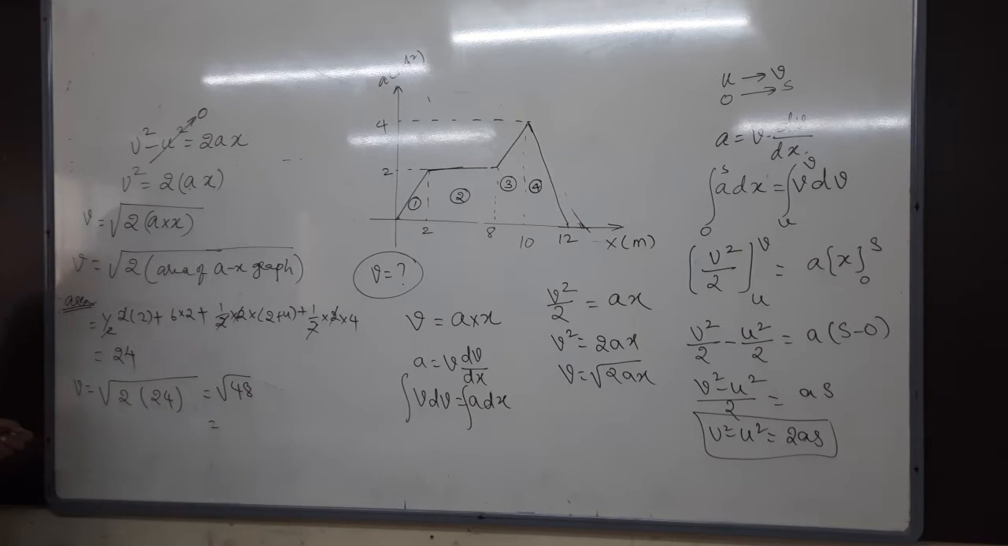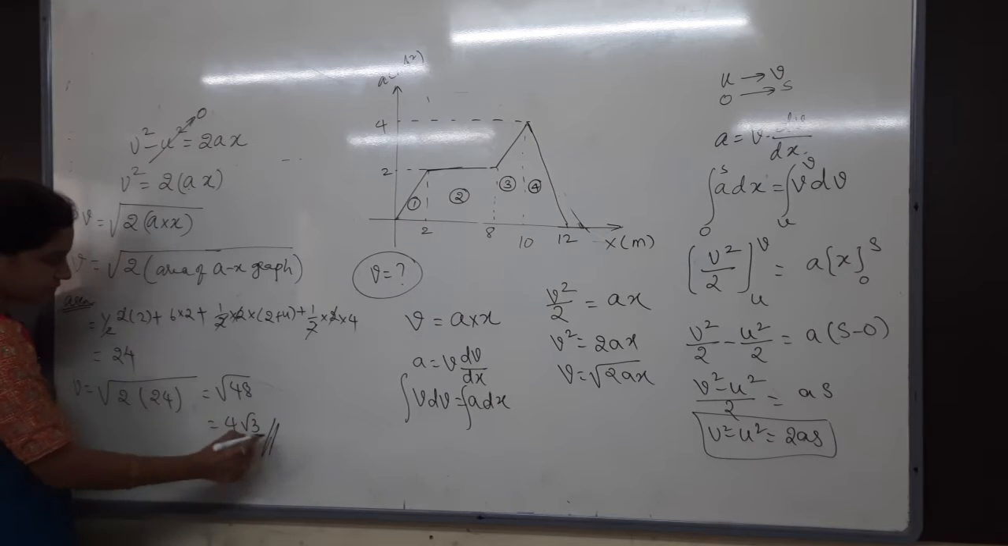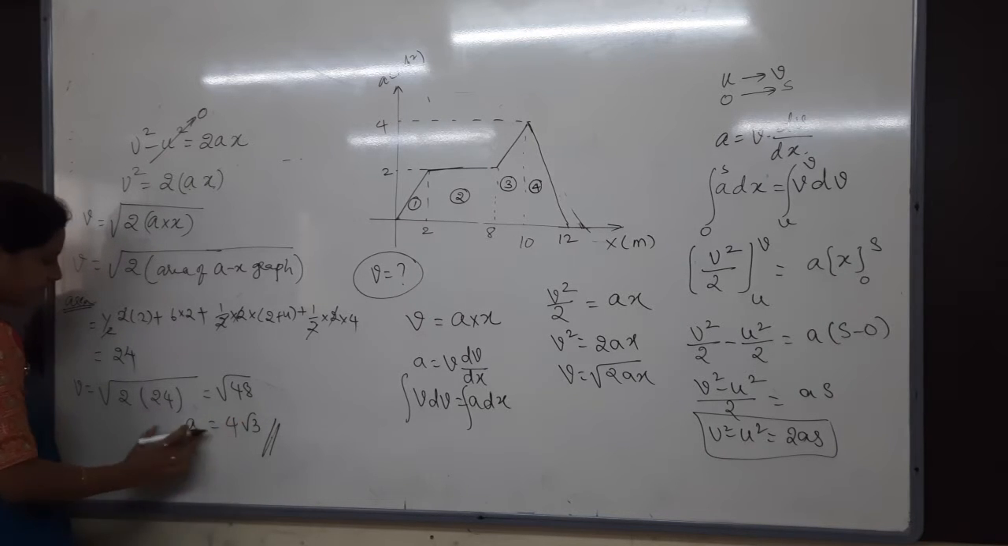From this, how much can I take common outside? I can take 16 common. 16 is nothing but 4 root 3. That is the value of the velocity.